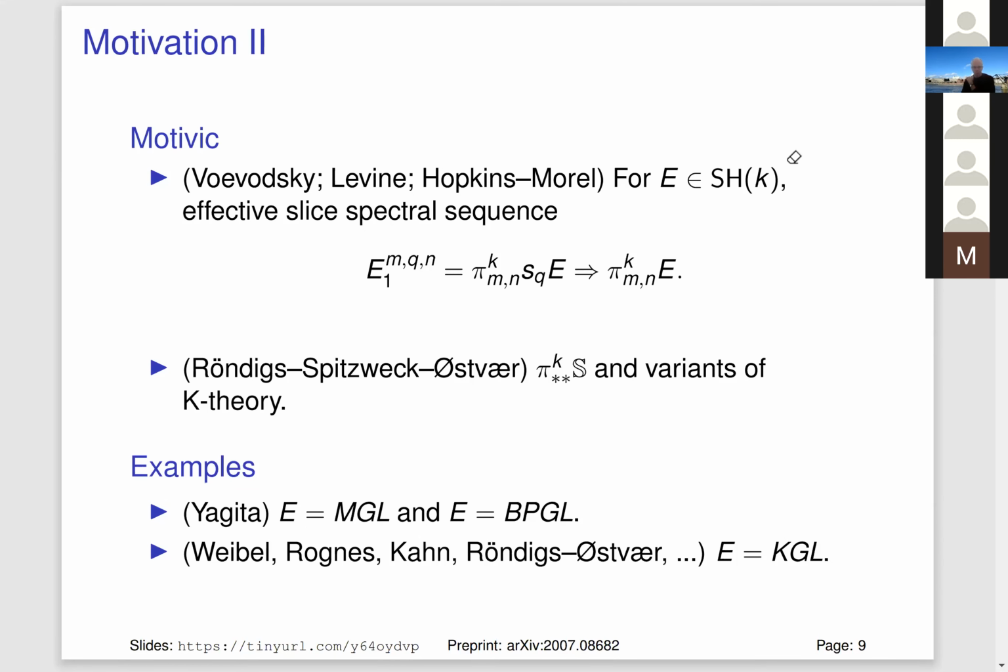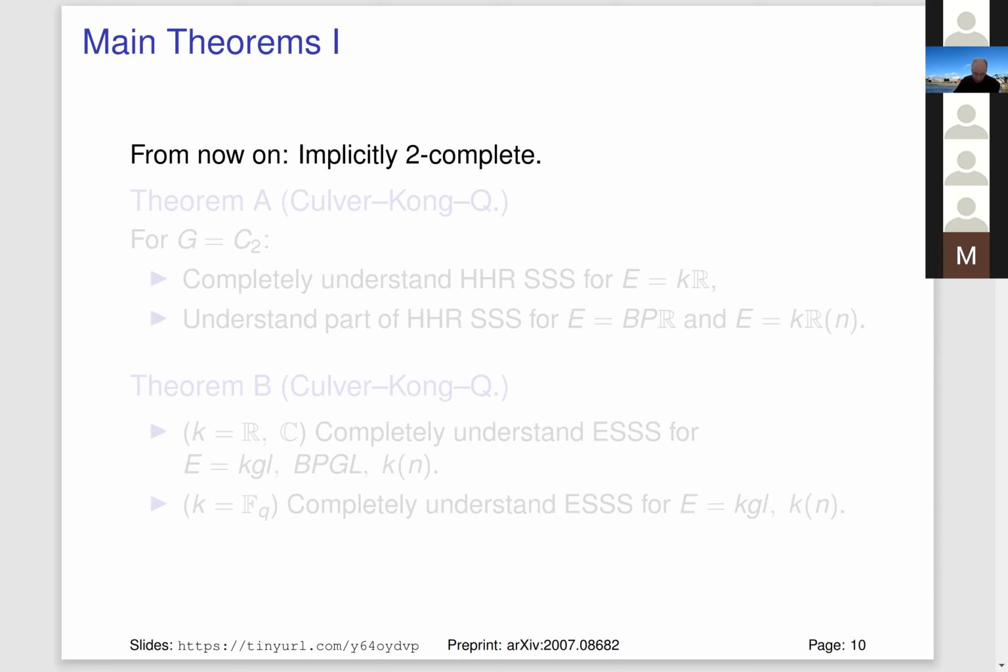Okay. So we have these two different motivations, equivariant and motivic slice spectral sequences. What I'm going to tell you about is how we can study these spectral sequences with some new tools. So now I'm going to say some of our main theorems. From now on, I'm going to implicitly complete everything. You can do this at other primes, but I'm just going to stick to the prime 2 today.